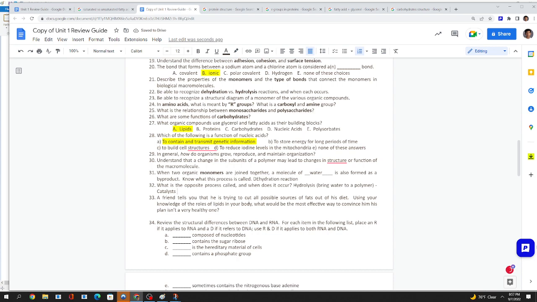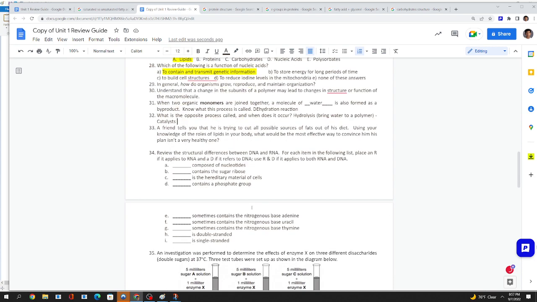But yeah, a friend tells you he was trying to cut all possible sources of fats out of his diet. Using your knowledge of the roles of lipids in your body, what would be the most effective way to convince him this plan isn't very healthy? Fats are your biggest energy source. And if you basically just say, screw it, I'm not going to eat any fat anymore, that's going to be kind of dangerous. You're going to be running really low on energy.